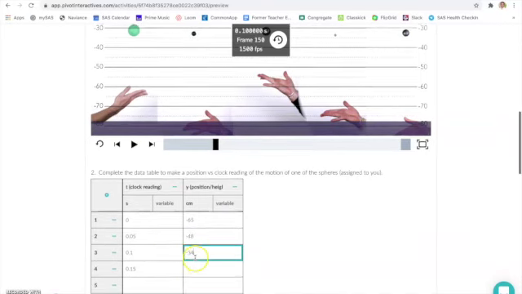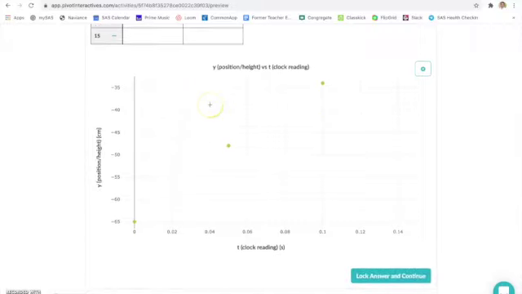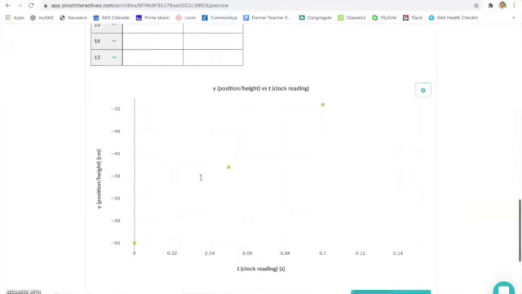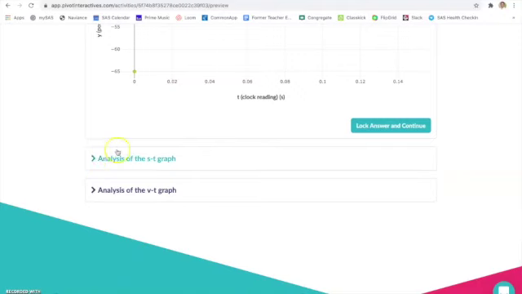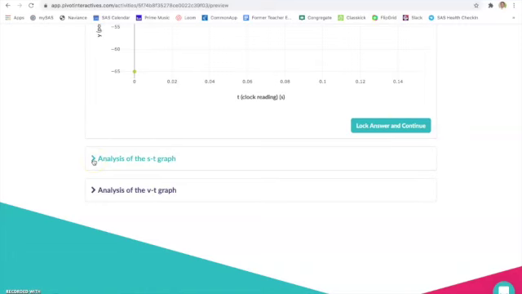Okay, so I would continue this process, and underneath we have a position clock reading graph started for us. Your job is to complete the data table, and then once you lock your answer and continue, you have analysis of the position clock reading graph.